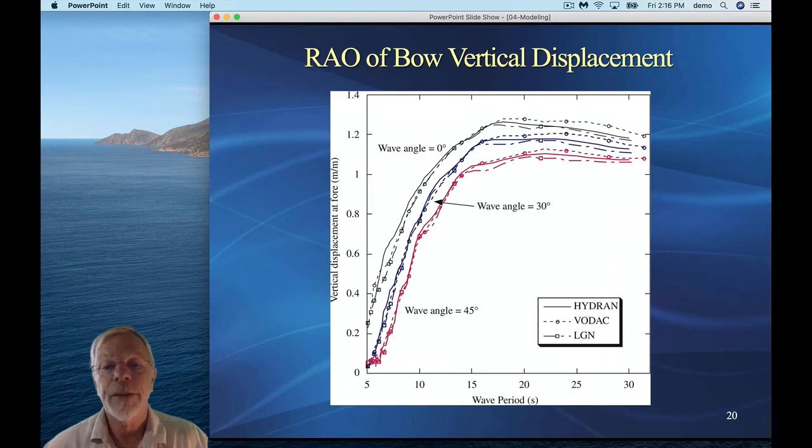So we show this for 0 degrees, a wave angle of 30 degrees, and a wave angle of 45 degrees. And again, we see that the results, given the different fluid and numerical models, are substantially in good agreement.